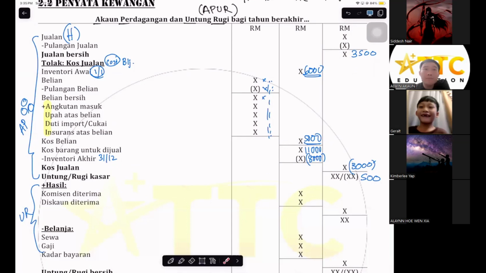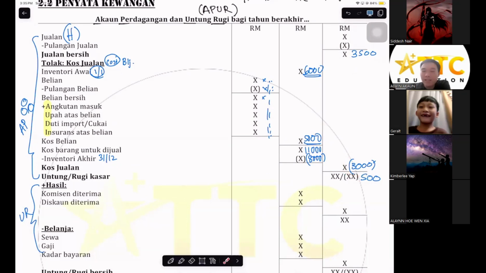Sorry, can I ask how we can get 8,000 from the cost barang untuk dijual? Cost barang untuk dijual is 11,000. No, I'm saying that inventory, I had inventory at 0. This 8,000, I create only. Okay, let's say, because I want to get 3,000 at the end, so 8,000.